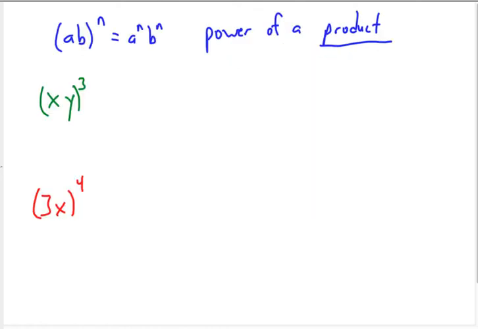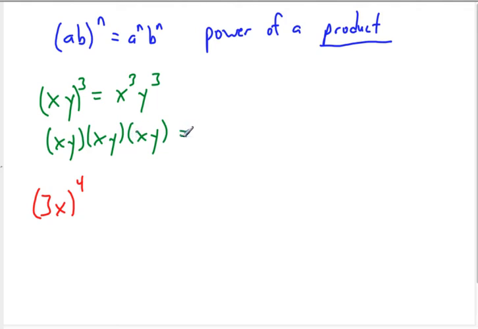So going back, we have power of a product. This 3 is going to affect both things, and we know that the answer is going to be x cubed y cubed. I can prove that very easily by showing you xy to the third power really means this by writing it all out. And clearly there are 3 x's and 3 y's.